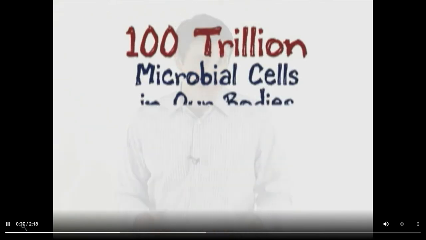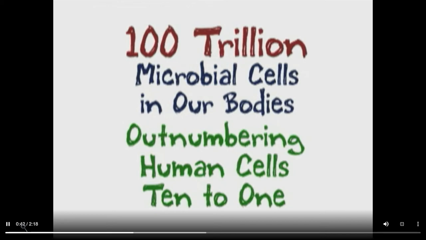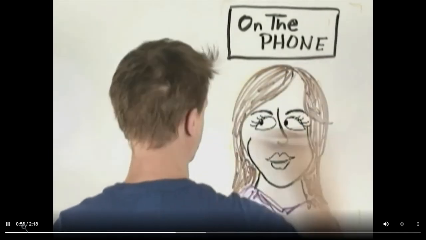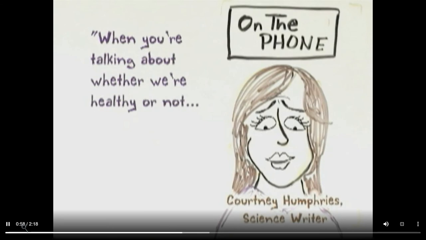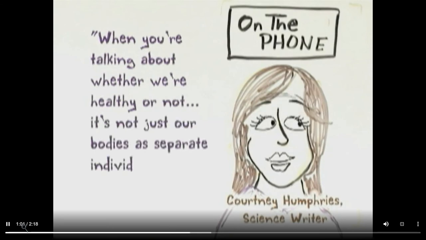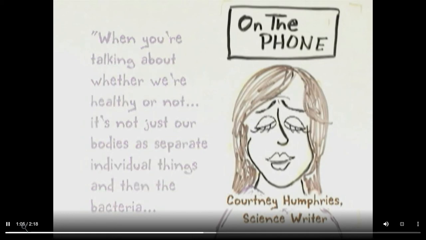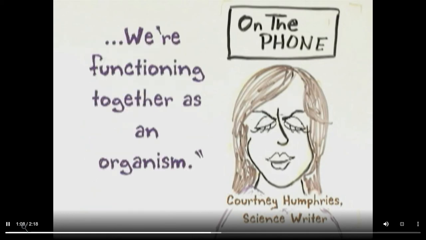And it's a good thing most bugs are good, because there are 100 trillion, that's trillion with a T, microbial cells in our bodies, outnumbering human cells 10 to 1. So there's more of them in you than there is you in you. Courtney Humphries is a science writer. She's written for Harvard Medical School. She says that this has scientists thinking of the human body as a kind of super organism. When you're talking about whether we're healthy or not, it's not just our bodies as separate individual things and then the bacteria. It's that we're functioning together as an organism.